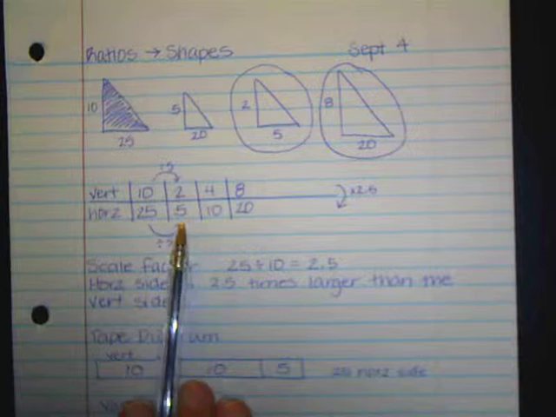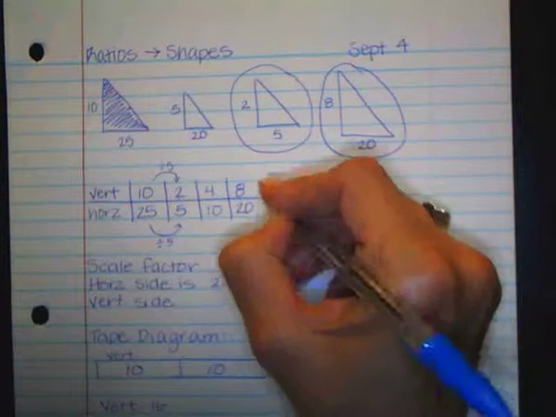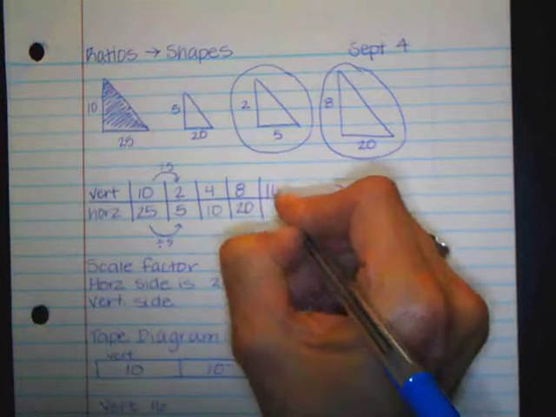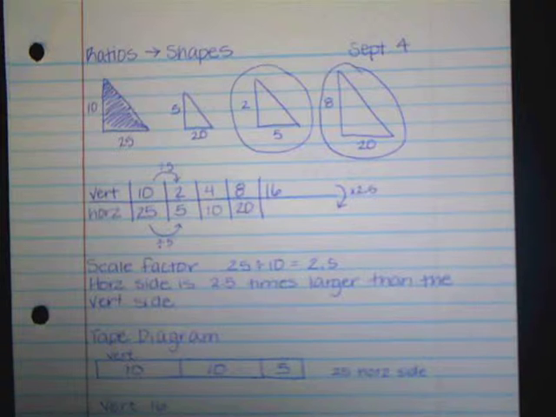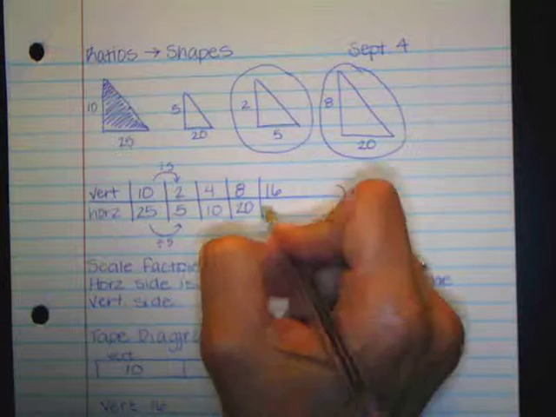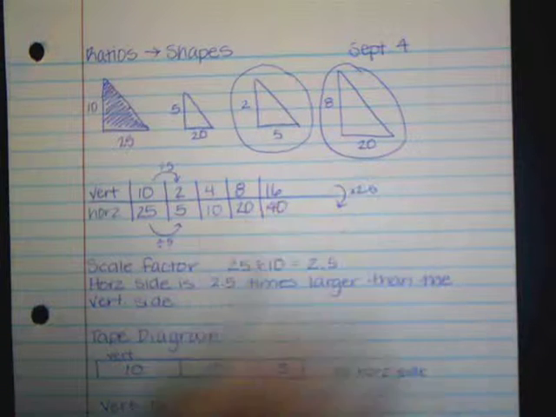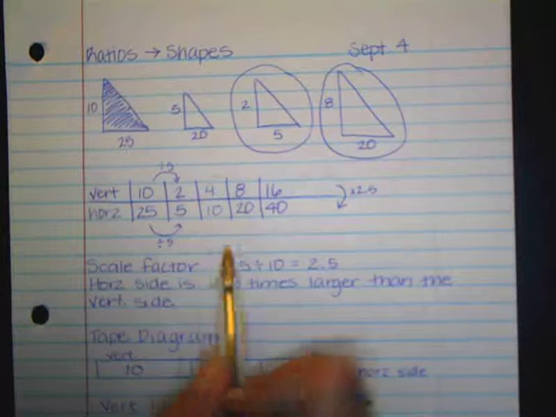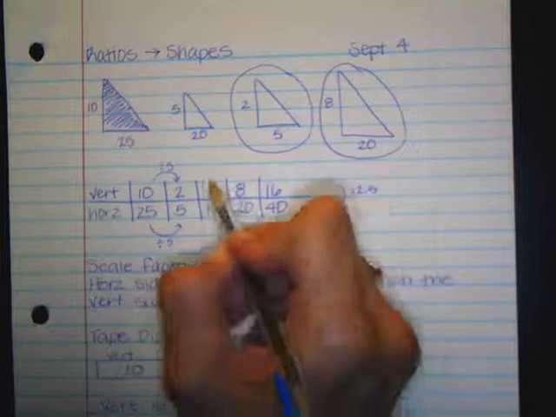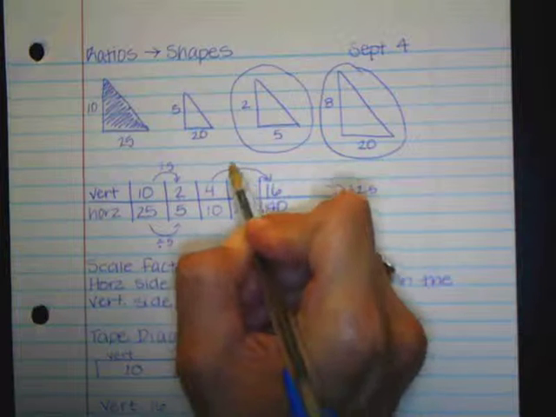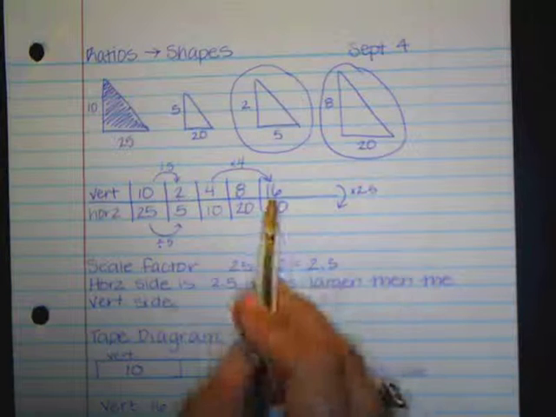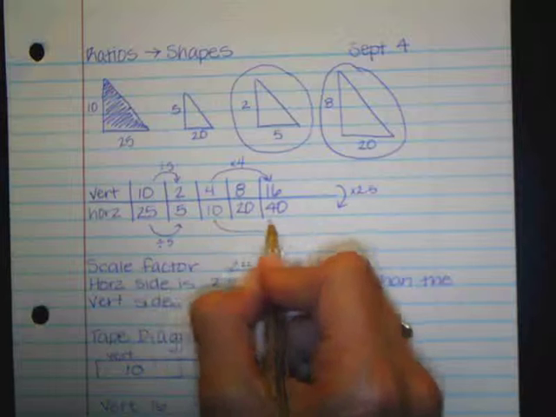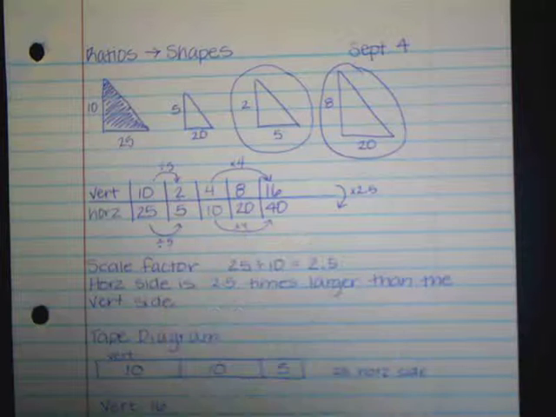Let's look back up to the ratio table. If I were to extend my ratio table, so I do have a side length of 16, would I get a horizontal side of 40? I would. I can check this several ways. 4 times 4 is 16, so 10 times 4 is 40.